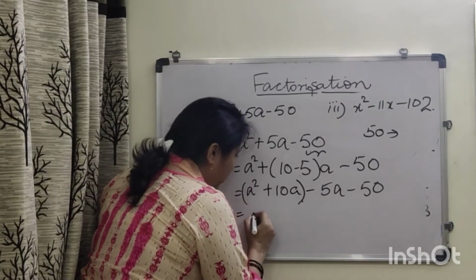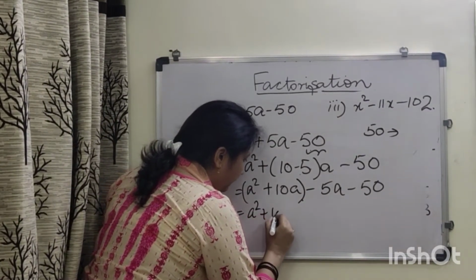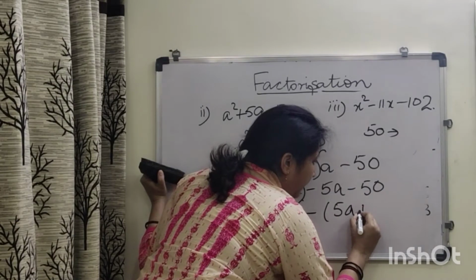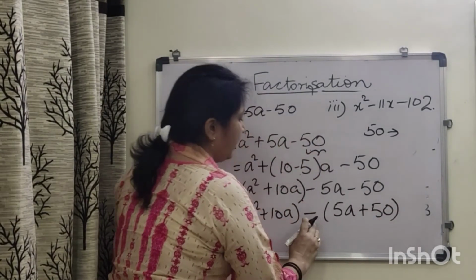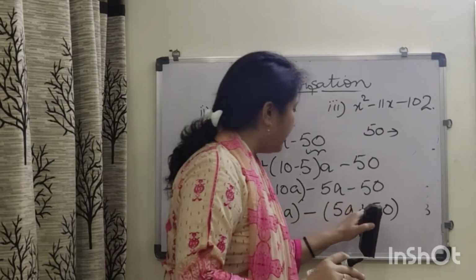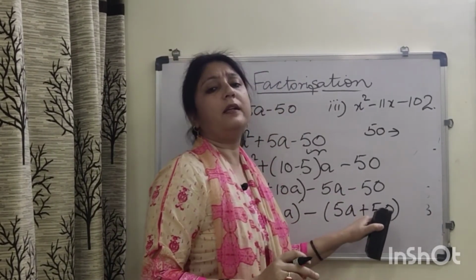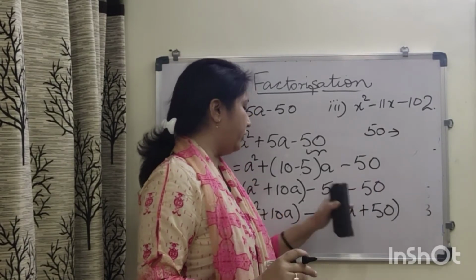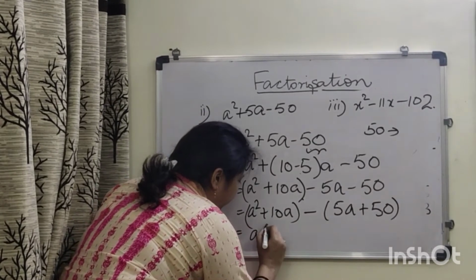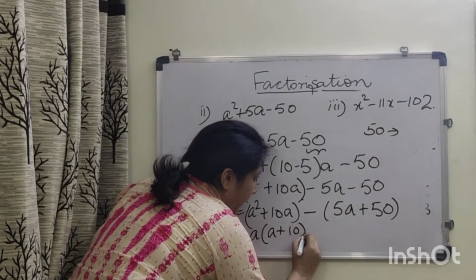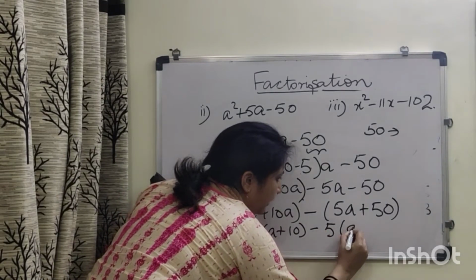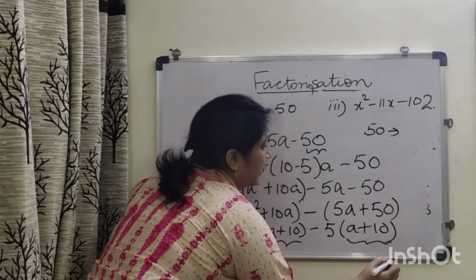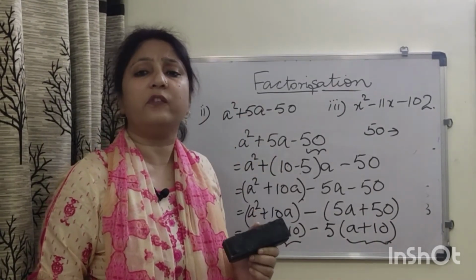So what we do, we write a square plus 10a, and here we take minus common and write 5a plus 50. And children, whenever we take minus common, the sign inside the bracket gets changed, or you can say the sign of this last term gets changed. Now take common: it is a plus 10, and here you can take 5 common, so it is again a plus 10. Now you can see after taking common, the two terms as well as their signs are the same.